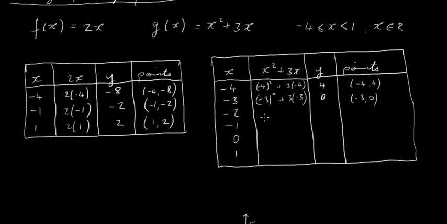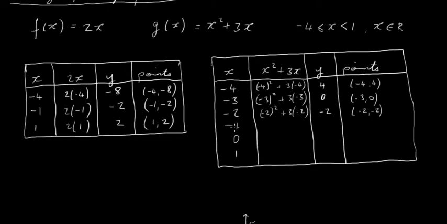Third point then, our third x value is -2. So let's do that. We're going to square that and then multiply it by 3. So we have -2 squared is 4. 4 minus 2 times 3 is -6. So we've got 4 minus 6, which is -2. So my third point is going to be (-2, -2).